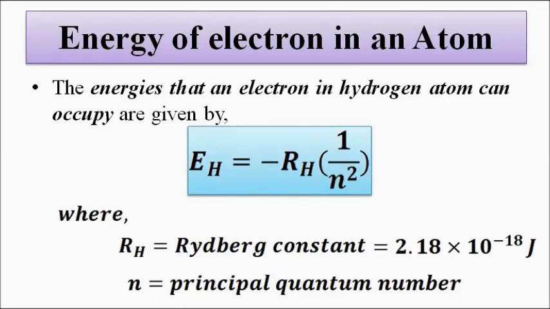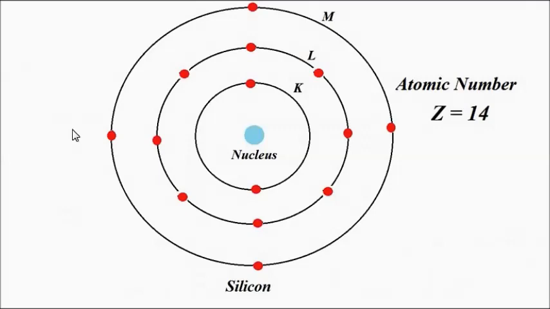The energies that an electron in a hydrogen atom can occupy are given by minus R_H times 1 by n squared, where R_H is the Rydberg constant, given by 2.18 times 10 to the power minus 18 joule, and n is the principal quantum number or the orbit number, the specific orbit number. For example, here the first orbit has n equal to 1, the second orbit has n equal to 2, and the third orbit has n equal to 3. The K, L, M part we will discuss later. So first, second, and third orbits, like that.